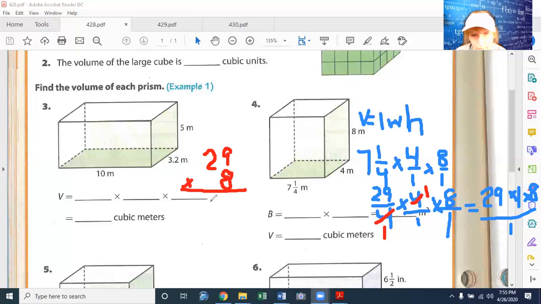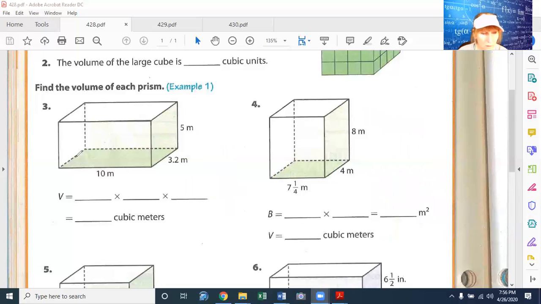9 times 8, yes, 72. Carry the 7. 2 times 8, 16, plus 7, 17, 18, 19, 20, 21, 22, 23, right? 232 is my answer. So how many cubic meters do I have? I have 232 cubic meters. Okay, not too bad, right? Just a little bit of the manipulating with fractions. All right, clearing this. So if you need to pause, go ahead.